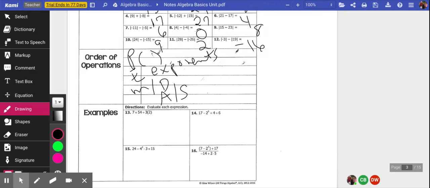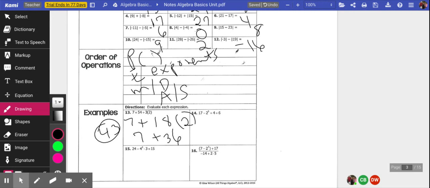So on this one, let's see here. We have 7 plus 54 divided by 3 times 2. So the first things we're going to look at is the dividing and the multiplying. And we're going to go from left to right. So I'm going to go ahead and rewrite 7 plus, and then I'm going to do 54 divided by 3, which is 18. And then I'm going to times by 2. So then we have 7 plus 36. So that answer would be 43.